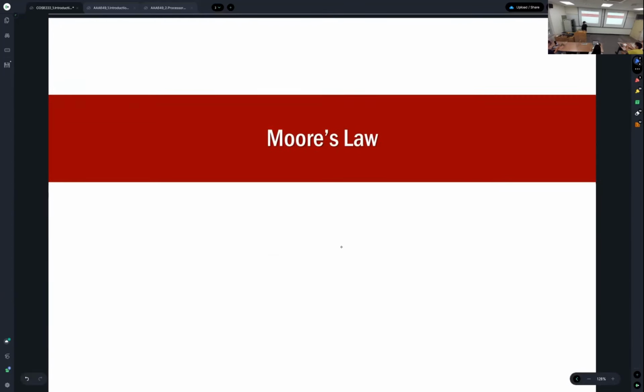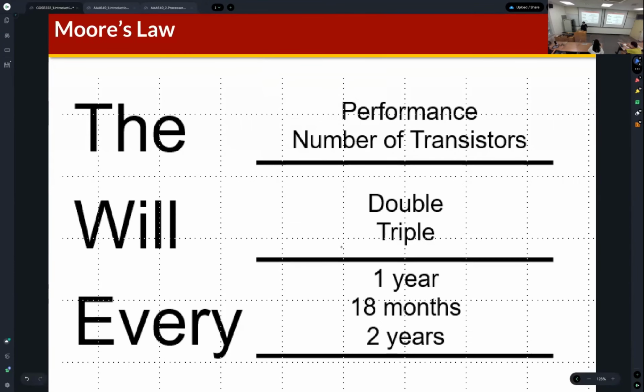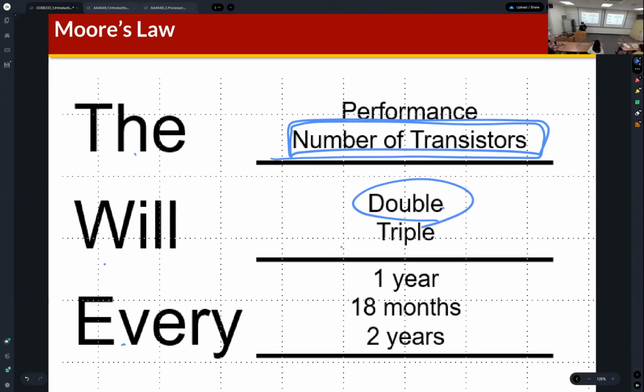Okay, so let's talk about Moore's law. Moore's law is a very popular law in the computer industry, and actually it's very important. Then, what is Moore's law? The performance or number of transistors? Actually, Moore's law means just focus on the number of transistors, not performance. Real, double, or triple? Double, right? Every 2 years.